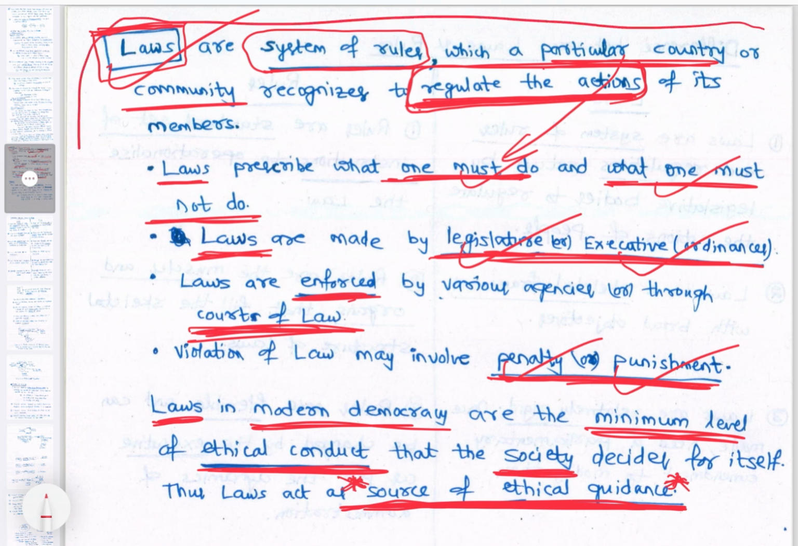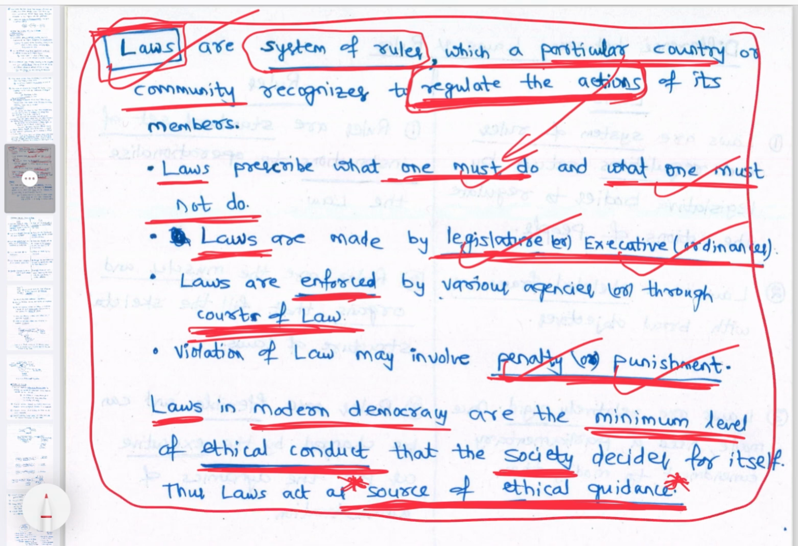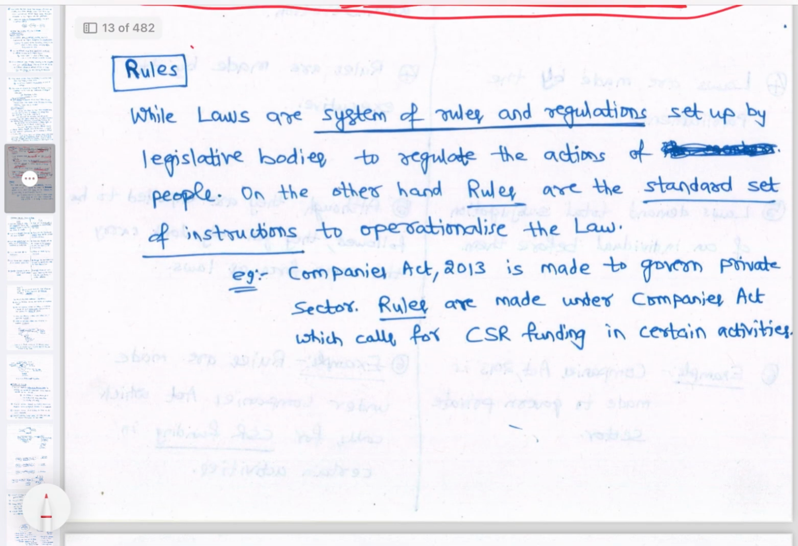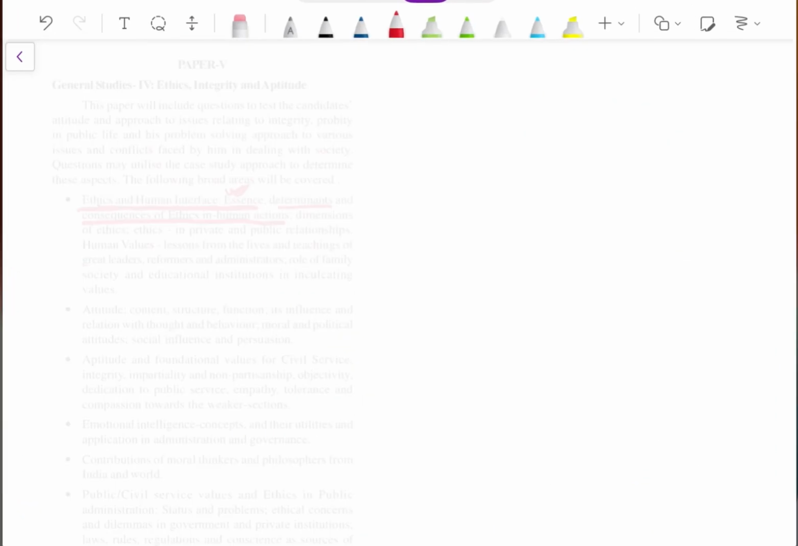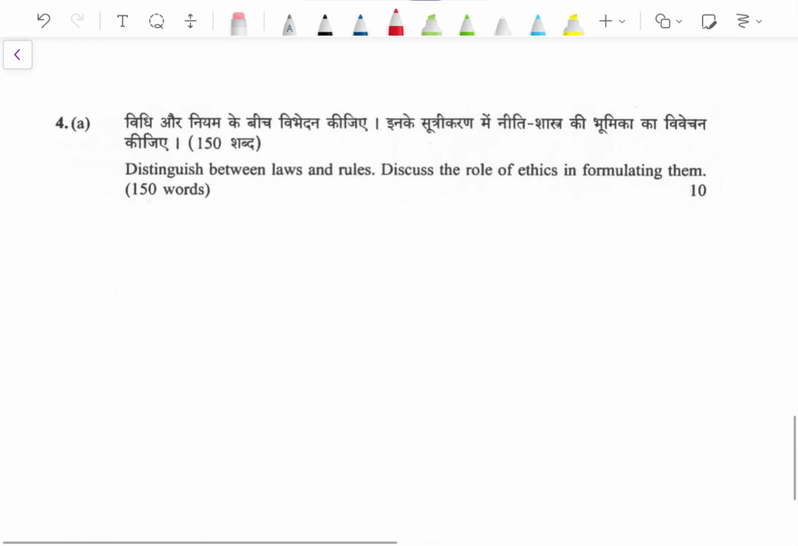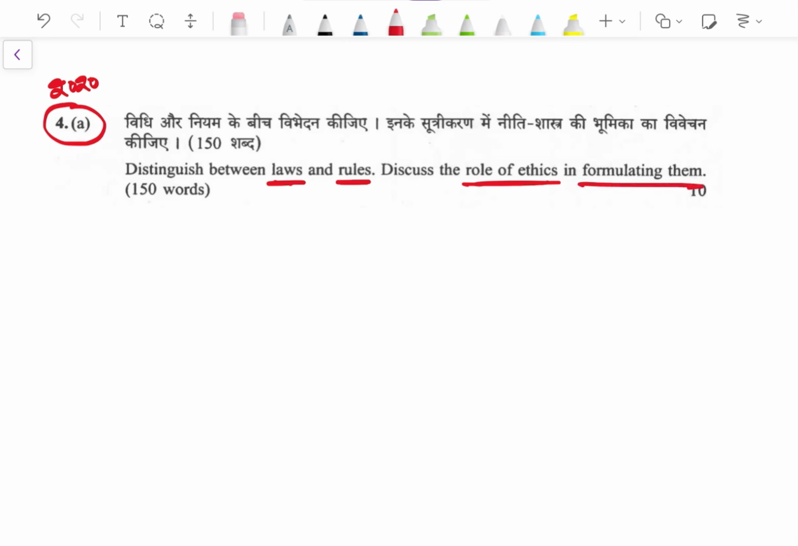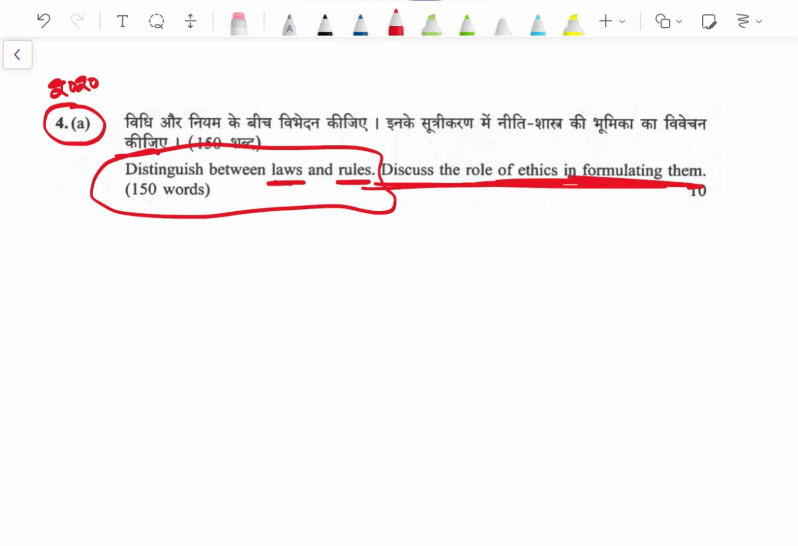So these are the things we have already discussed, and these are the notes on law. Now let's come to rules. Why are we studying laws and rules? Because this is a question asked in the UPSC 2020 paper: distinguish between laws and rules, and discuss the role of ethics in formulating them. So we need to study what laws are, what rules are, and what the differences are between them.